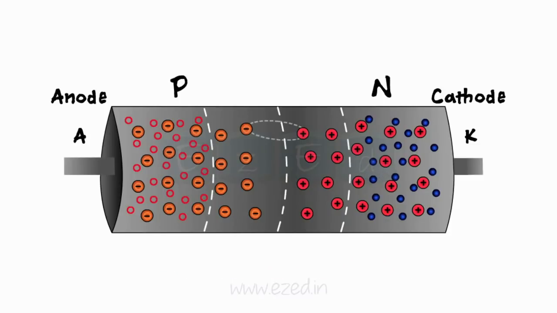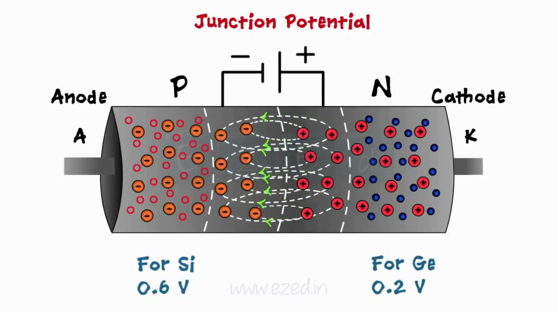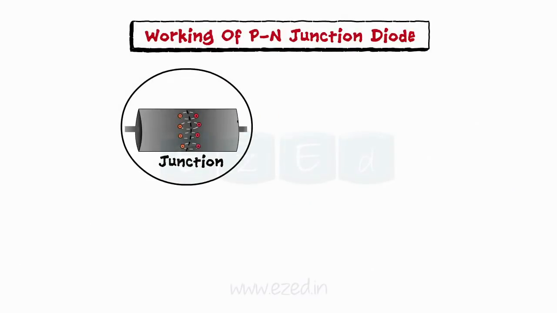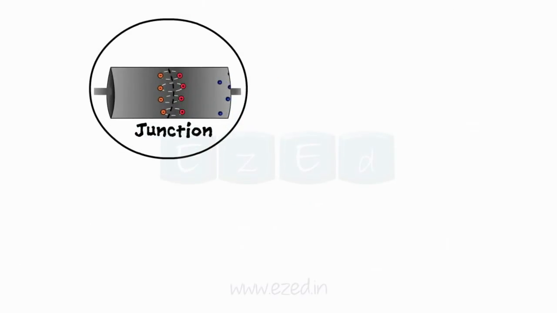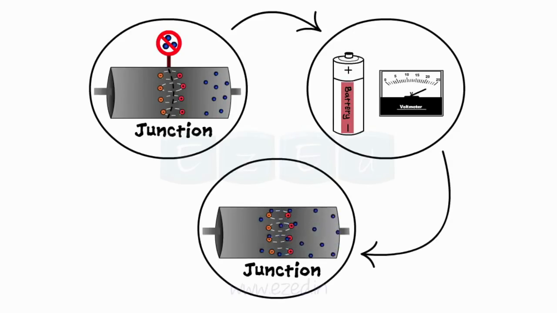These charged ions develop an electric field in the depletion region known as junction potential. Junction potential is 0.6 volts for silicon and 0.2 volts for germanium. Junction potential restricts electrons from crossing the junction further. When an external voltage greater than the junction potential is applied to these electrons, they overcome the opposition of junction potential.